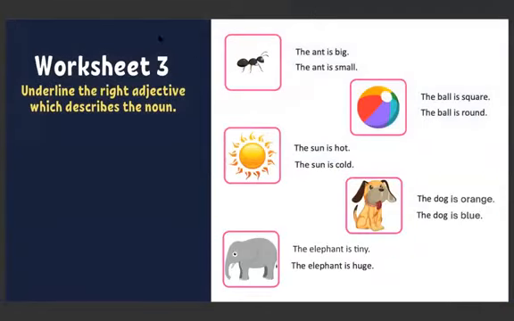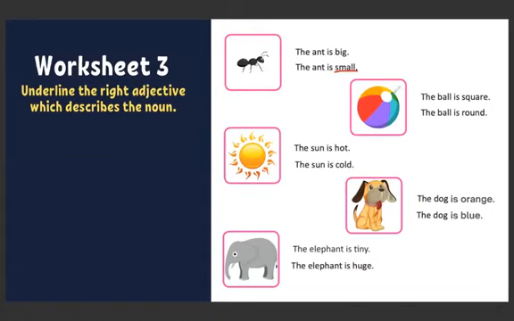Now here, in the boxes, one picture is given and two sentences are given. One is right and one is wrong. You have to choose the correct one and you have to underline the right adjective which describes the noun. Okay. Now here in the first box, you can see an ant, and two sentences are written. The ant is big, the ant is small. Which sentence is correct? Write in your chat box. The ant is small, isn't it? Now you have to underline the correct adjective, small. That word small tells more about the ant.